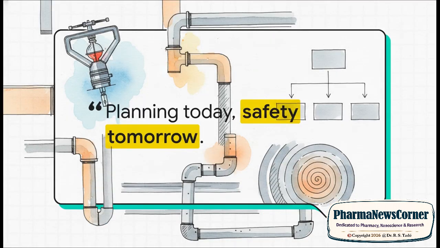Which brings us to a really powerful mantra from our source material: planning today, safety tomorrow. Every single sprinkler bulb, every layer of that intumescent paint, and every complex fault tree analysis is built entirely on the philosophy that rigorous planning today is literally the only way to guarantee safety tomorrow. We aren't just reacting to fire, we're actively engineering environments where it's starved of the opportunity to thrive.